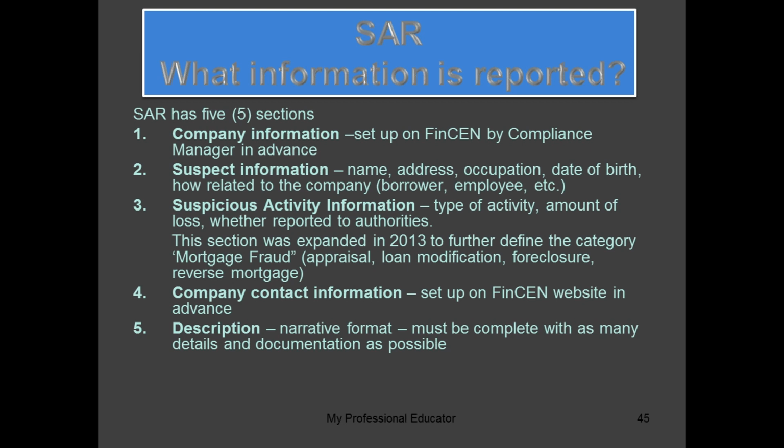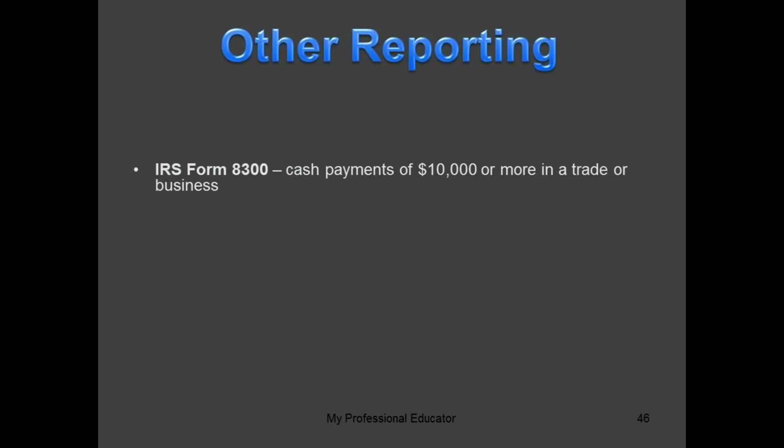In 2013, they expanded that section to subdivide the type of activity of mortgage fraud so that you could also check off under that appraisal, loan modification, foreclosure, and reverse mortgage. The company contact information also was set up in advance by the compliance officer, so you don't have to fill that in again. And then section number 5, very important, a narrative format as complete as possible. Give all the details, documentation. I believe you can upload documentation so that when they look at it, they'll have all the information right there and can follow up on it.